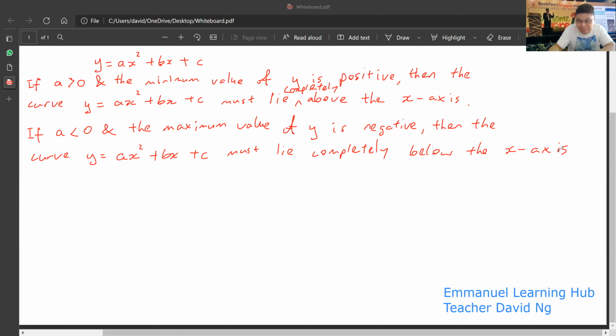Can you figure out why? Cannot. Because I only understand that the curve is going to be a U shape. Never mind, I explain how come. By rule of thumb, you already know, if a is greater than 0, that means a is positive. If a is positive, what kind of shape do you have? U or N?